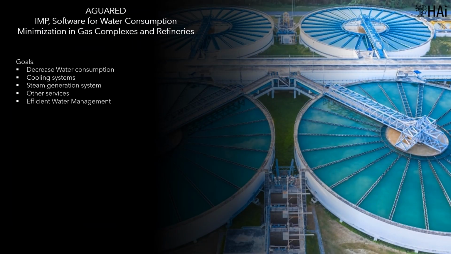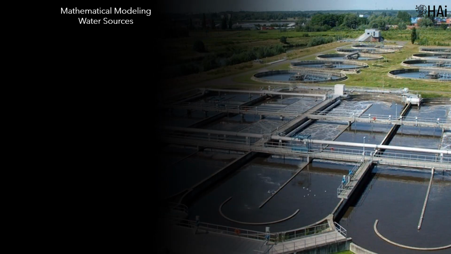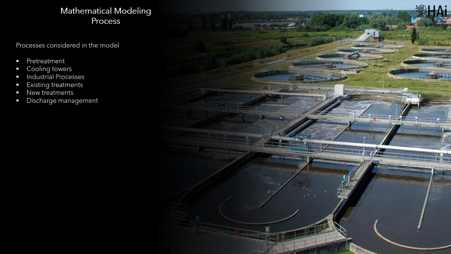AGRD is the IMP software for the minimization of water consumption in gas complexes and refineries. Its goals are to decrease water consumption in cooling systems, steam generation systems, and other industrial services, and efficient water management. Mathematical modeling. Water sources: rivers and aquifers in the area, clean water treatment prior to discharge, and stormwater reuse. Process: pre-treatment, cooling towers, industrial processes, existing treatments, new treatments, and discharge management.